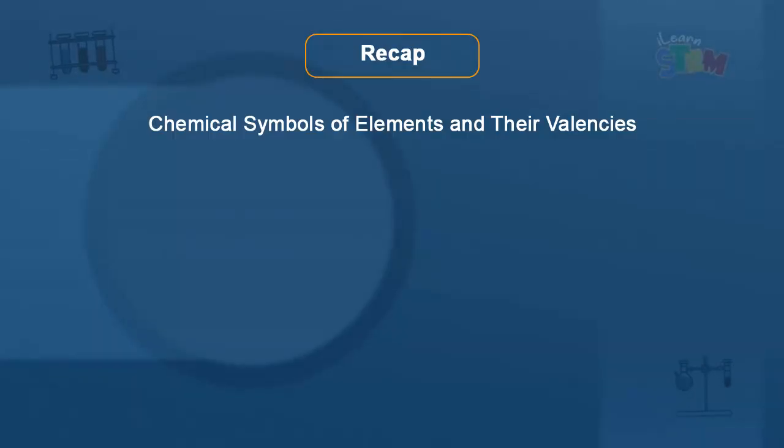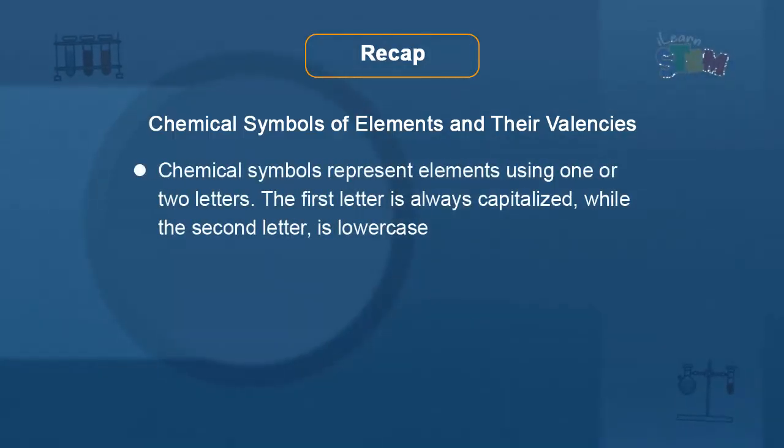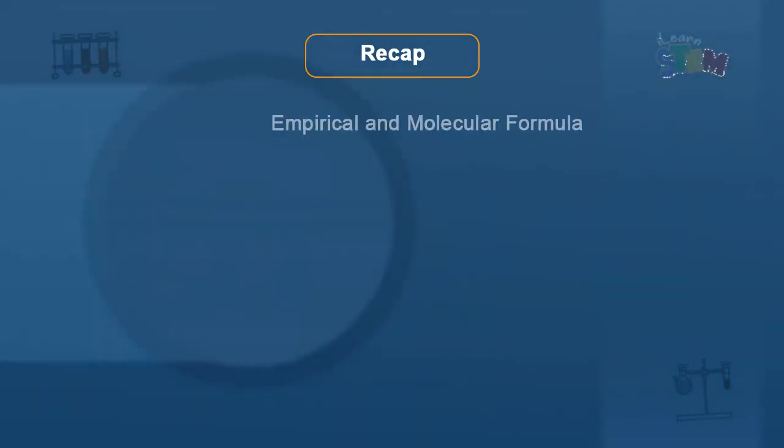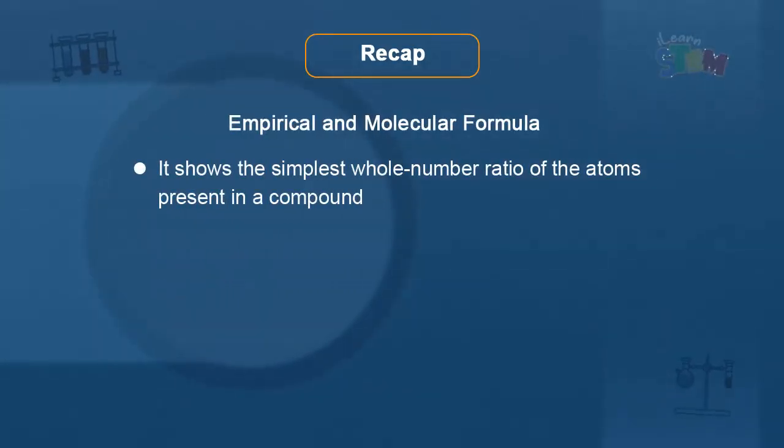In our previous class, we learned that chemical symbols represent elements using one or two letters, with the first letter written in capital and the second letter written in lowercase. For example, hydrogen is written as H and sodium is written as Na. We also learned that an empirical formula shows the simplest whole number ratio of atoms in a compound.